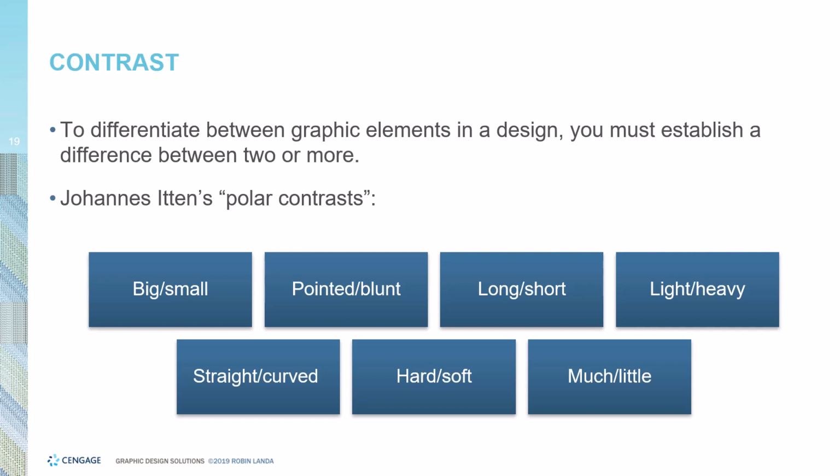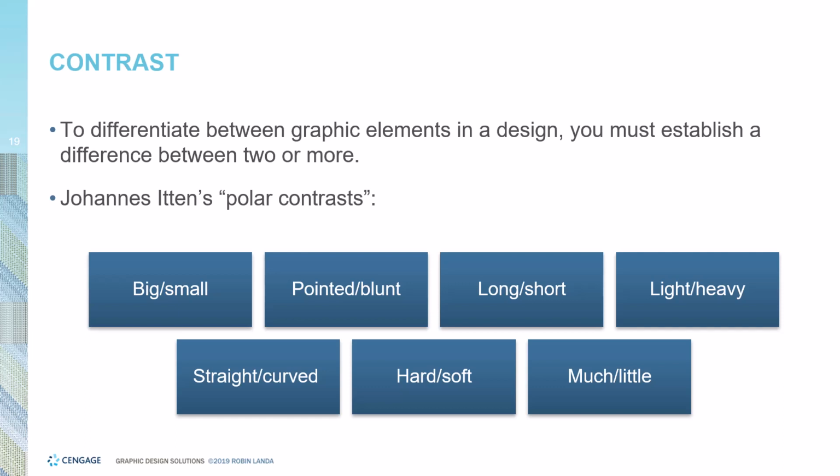Johannes Itten, an artist, professor, author, and color and design theoretician, held to a theory of structural and compositional oppositions, which he referred to as polar contrasts. Big and small, long and short, straight and curved, pointed and blunt, much, little, light and heavy, hard and soft. His polar contrasts have the potential for visual drama, enabling the viewer to better understand each graphic element through comparison.